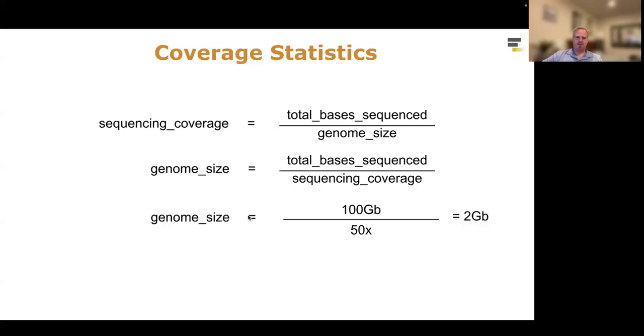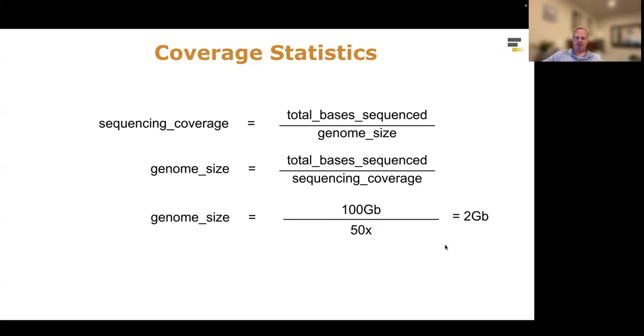So let's assume you've sequenced 100 gigabases of data total. Somehow you knew that you had 50x coverage there. That would imply that your genome size is 2 gigabases. So that's very simple math to determine the genome size based on just sequencing data. We had 100 gigabases, we knew that we had 50x coverage, so we can immediately determine what the genome size is.